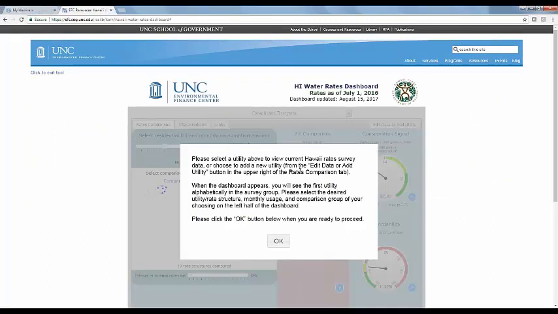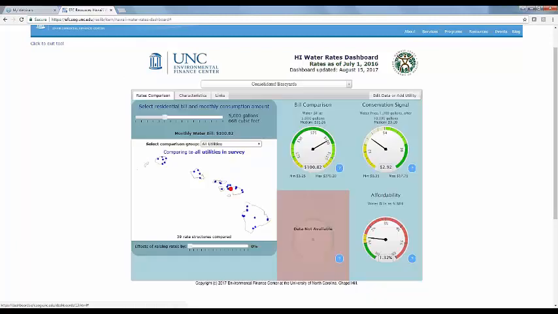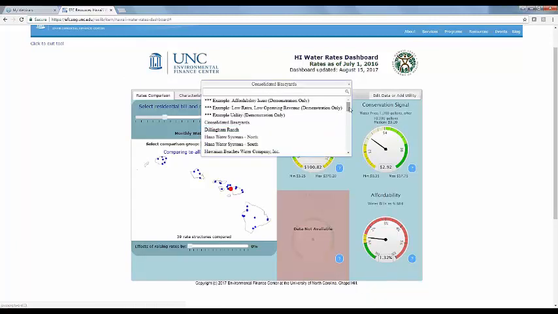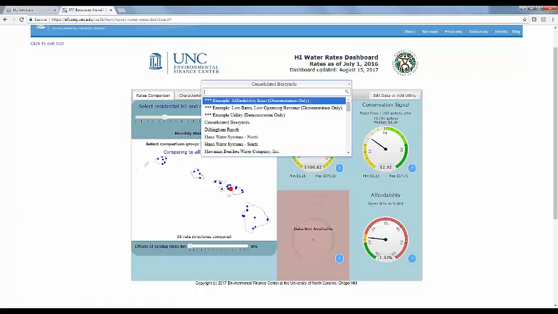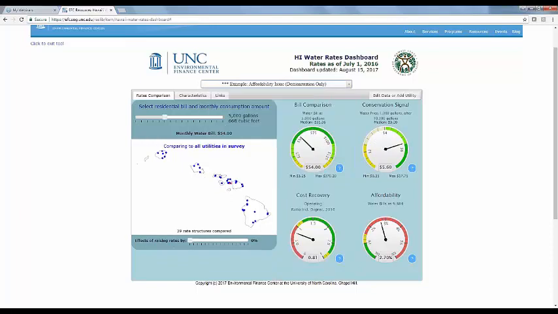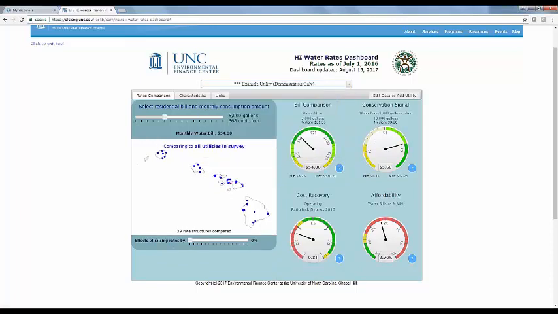All right, we've got the dashboard pulled up here. And you'll see this first pop-up box that gives you some brief instructions on how to use the tool. First, you can select your utility from this drop-down list of everyone in the survey. And we also have some examples at the very top, just for demonstration purposes, an example of an affordability issue, if you have low rates and low operating revenue, and just kind of a standard case that falls somewhere in the middle.